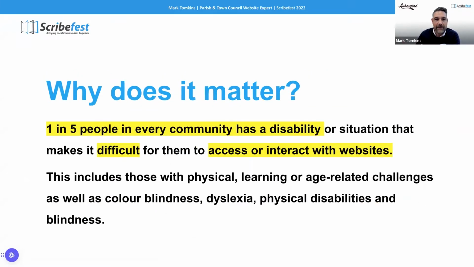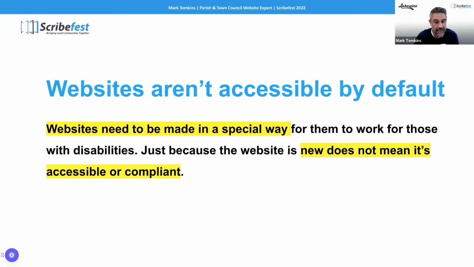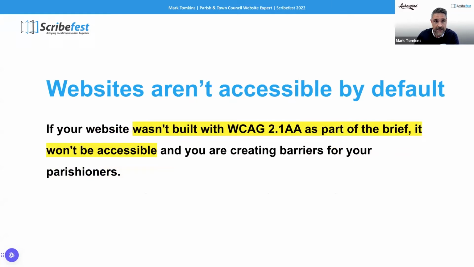1 in 5 people in every community has a disability or a situation that makes it difficult for them to access websites in the normal way. And you as a council have a legal obligation to make sure that they can access that information. It came into law in September 2020. Websites need to be made in a special way to be accessible, and that works for people with disabilities with assistive technology. Just because the website might be new does not necessarily mean it is accessible or compliant.